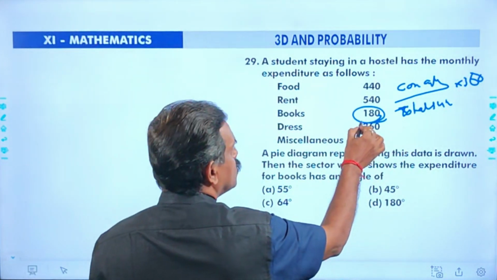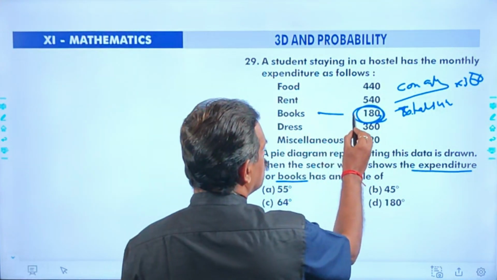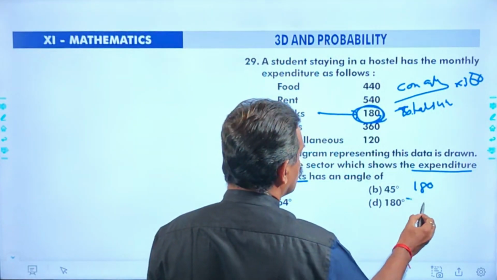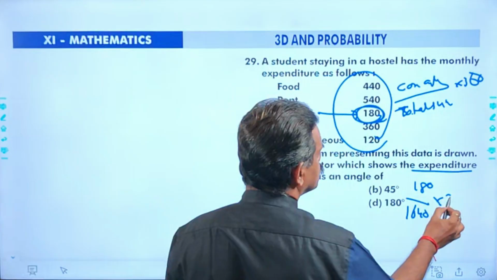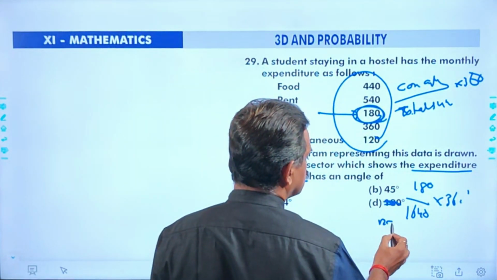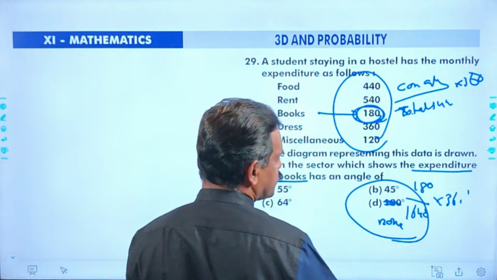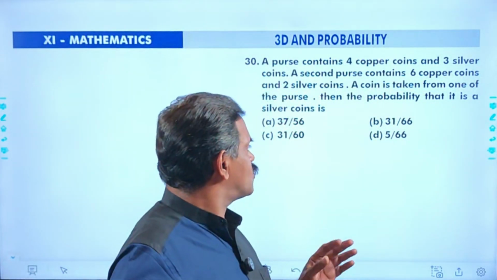So here it will be 180. They asked to find out the expenditure related to books. The books is going to be 180. Total, just evaluate it, is something like 1640, into 360. It is the choice that is being given here. So here the choice is D. None of the choices satisfy this one. D is the answer.